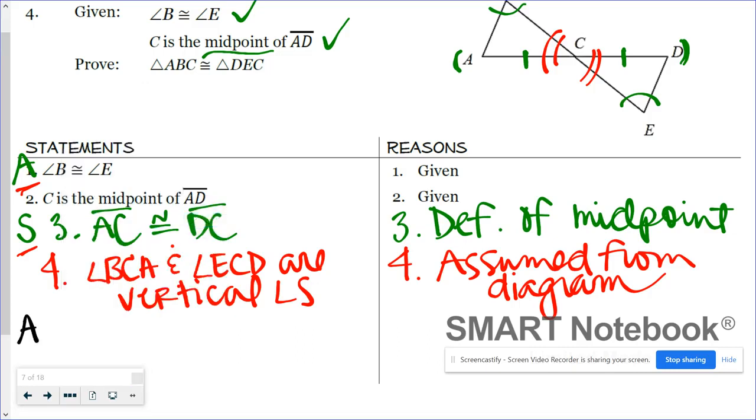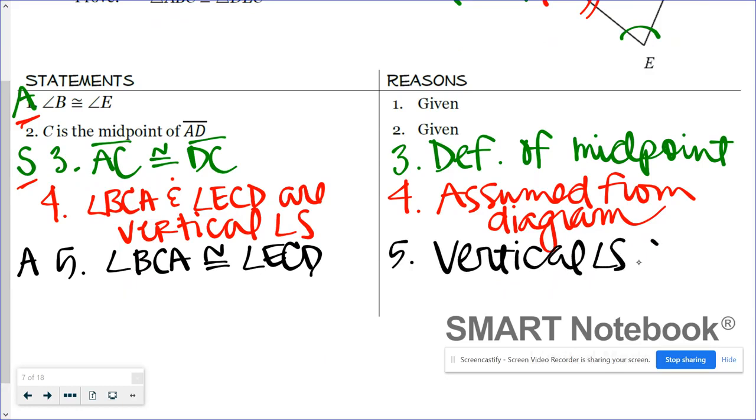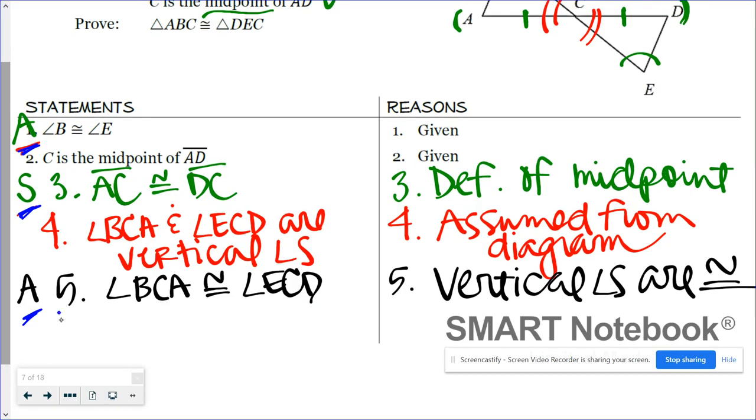And then I want to immediately follow that up with that they're congruent. So in step 5 here, I'm proving a pair of angles are congruent. So angle BCA is congruent to angle ECD because vertical angles are congruent. So because I've been making these little side notes, I see that I have my 3 congruences, and that's what I need in order to prove 2 triangles are congruent.